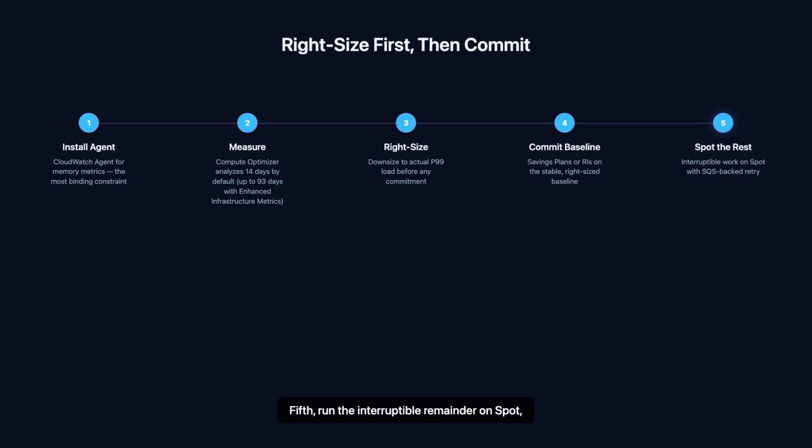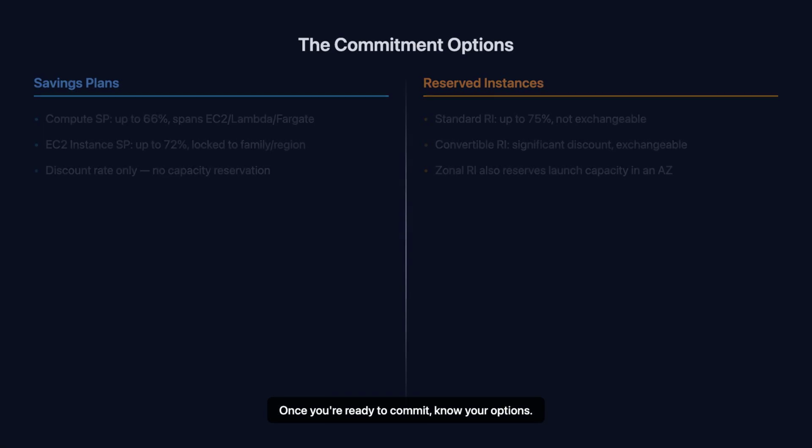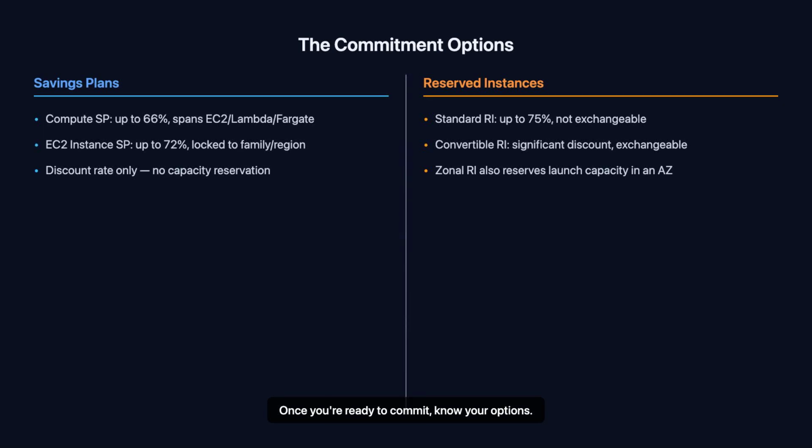Fifth, run the interruptible remainder on spot, backed by SQS retry so an interruption just returns the message to the queue. Measure, then commit, never the reverse. Once you're ready to commit, know your options.